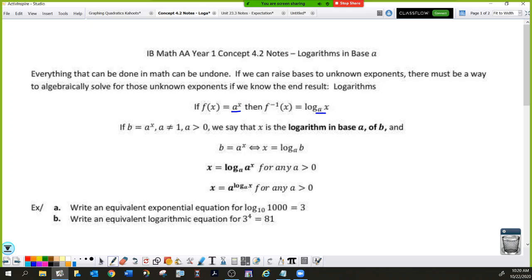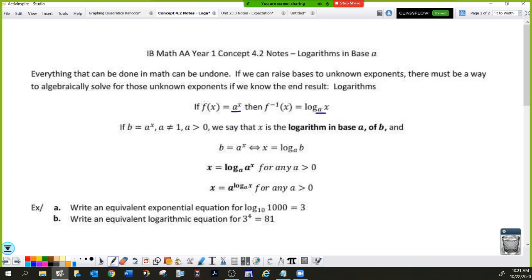So what cancels exponential base 3? Log base 3. What cancels exponential base 5? Log base 5. How about this? What cancels log base 6? Exponential base 6. They are inverse operations. As long as the bases match, they will cancel each other. That's the purpose of a logarithm.